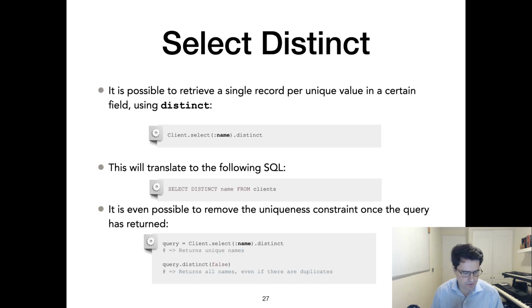Sometimes you'd like to retrieve the distinct values of an attribute, and you can do that by placing a call to distinct right after the select. For instance, if you'd like to get the distinct client names, you can do so as in the first example, and that will translate to a pretty obvious SQL below. It is even possible to remove the uniqueness constraint once the query has returned, as you see in the last example, right? So first, distinct is called. Then you can get all names, even if there are duplicates, by calling again query.distinct false.